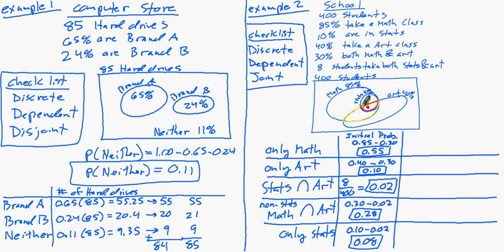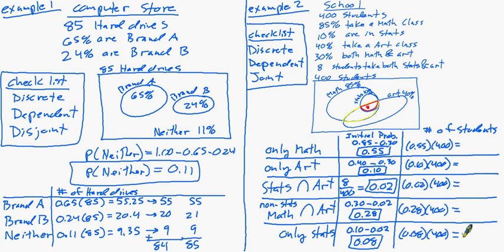And then, only stats, right, which is this upper part here. Now the stat students that are not taking art, of course we'd subtract away the little 2% here from the 10% that are the stat students. Now we get 8% of the school is taking stats without any art class. And now I can calculate my numbers of students in each category. Again, probability times the total number of students. And we can see how many students are in each category.